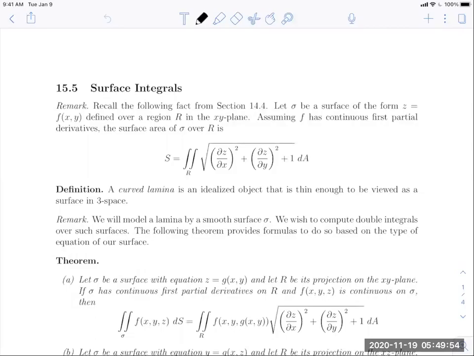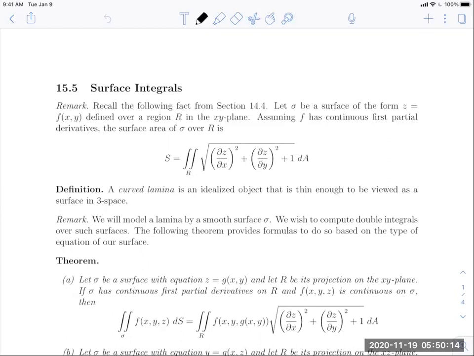In section 15.2, we learned how to compute a single integral over a curve rather than an interval on the x-axis. Today in 15.5, we're going to learn how to compute a double integral over a surface. So again, that same kind of concept, but just upping it one dimension.